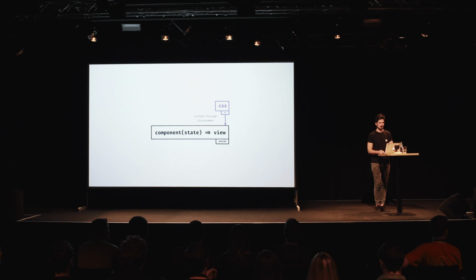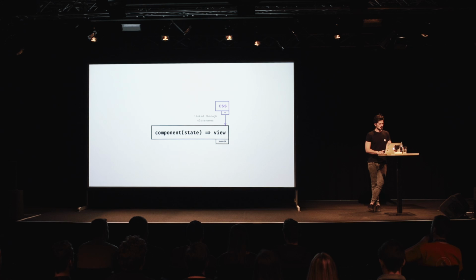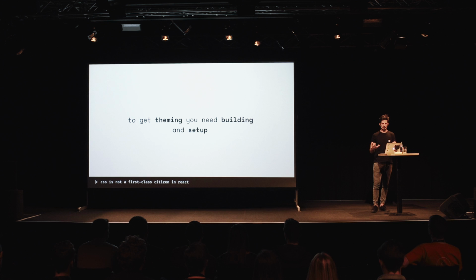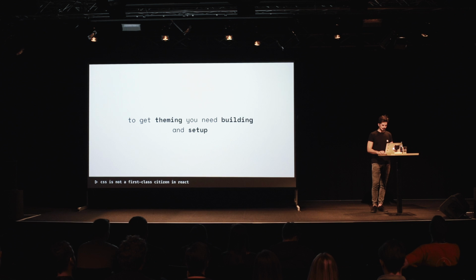If you want to style a component, you still have to define the CSS part and link it to the component using class names, for example. And you have to import the CSS, make it appear in your site, and everything, right? But also, to get theming in this scenario, you need building and setting up. Don't get me wrong, now we have custom properties in CSS, but not every browser supports them. So you can't really ship a CSS style sheet with custom properties and hope that it's going to be eventually resolved in the browser. So you're going to need building and setting up if you're using this traditional approach. So the CSS in this scenario is not bundled. It is referenced using class names. And what if I tell you that we could take style as a function of the state as well?